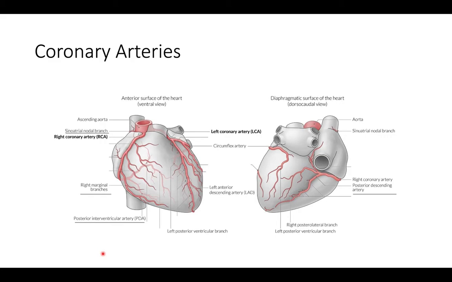The left coronary artery splits into two major arteries pretty quickly. The first is going to be your circumflex artery, which will provide most of your lateral and some of your posterior portions of the cardiac wall. And then you have your LAD, or the left anterior descending artery, which is going to be providing the septal region of the heart.